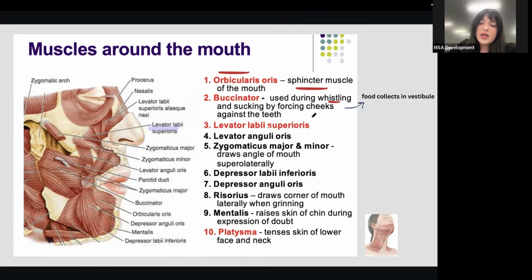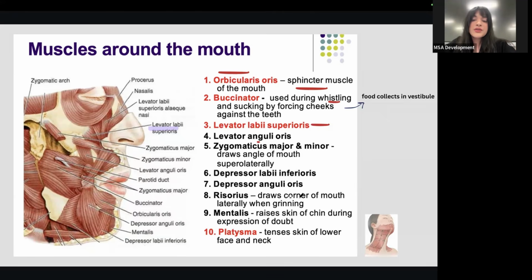Then you have the levator labii superioris. I didn't explain this in text because it's very obvious. It pulls the upper lip up. So levator labii superioris, upper lip levator. Then you have levator anguli oris, angle of the mouth, levator. It's going to help you smile. Zygomaticus major and minor draws the angle of the mouth superolaterally. Then you have the depressor labii inferioris. As you can guess, it depresses the lower lip.